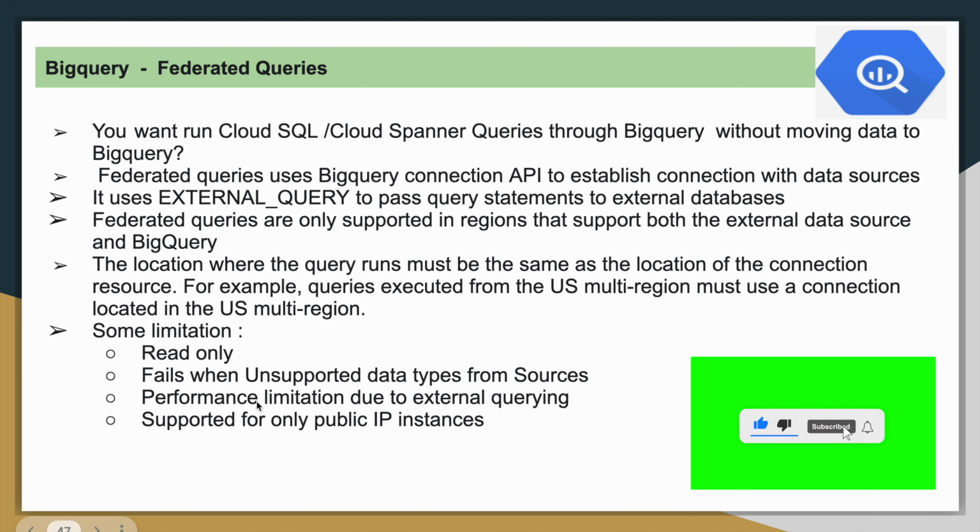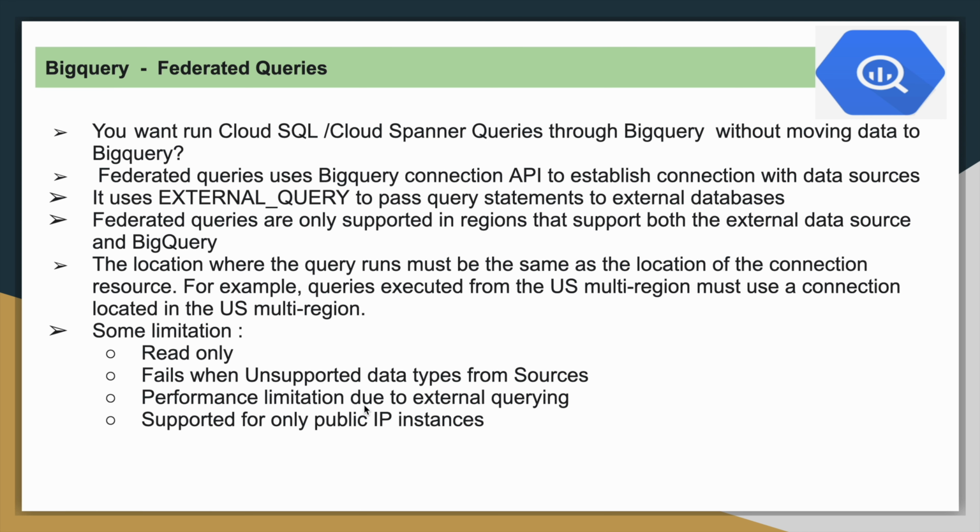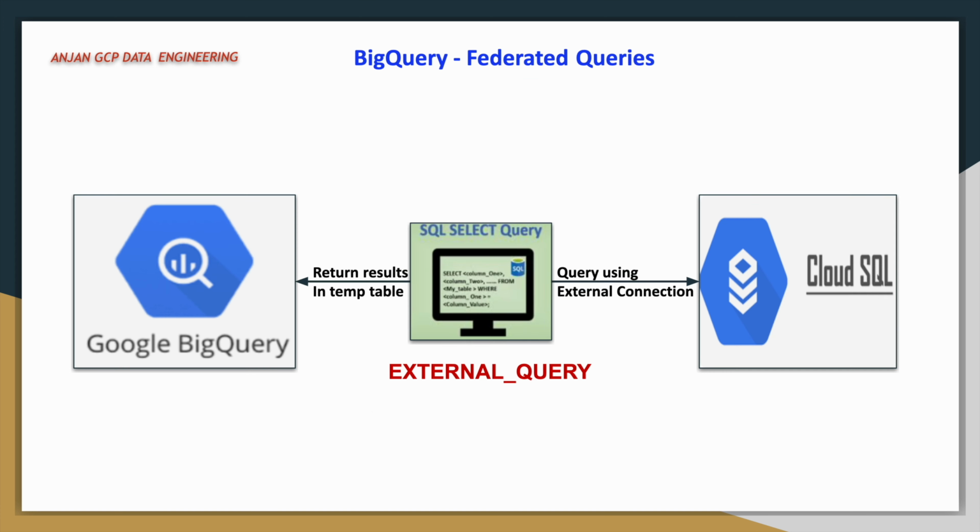And there is always a performance limitation. For example, if it is advanced analytics and performance is very critical, in such a case it is not recommended. Also, it only supports public IP instances. That means if a Cloud SQL instance has been created with a private IP address, it is not supported. It should always be a public IP address. And let us move to the demo.